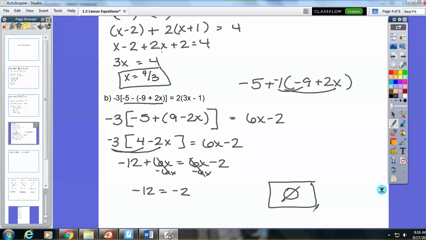Questions there? Why wouldn't you use right here, you'll get the same thing. You would have 15 minus 27 plus 6x, because you have to distribute the 3 to all 3 of those. Oh, okay, that's what I did. Because I got 13. Any other questions?